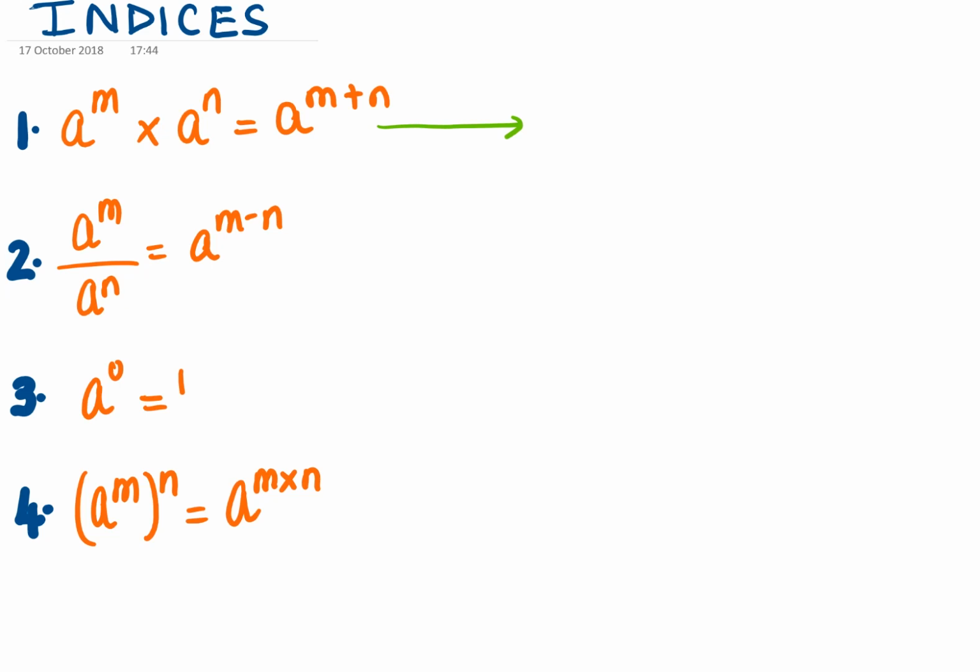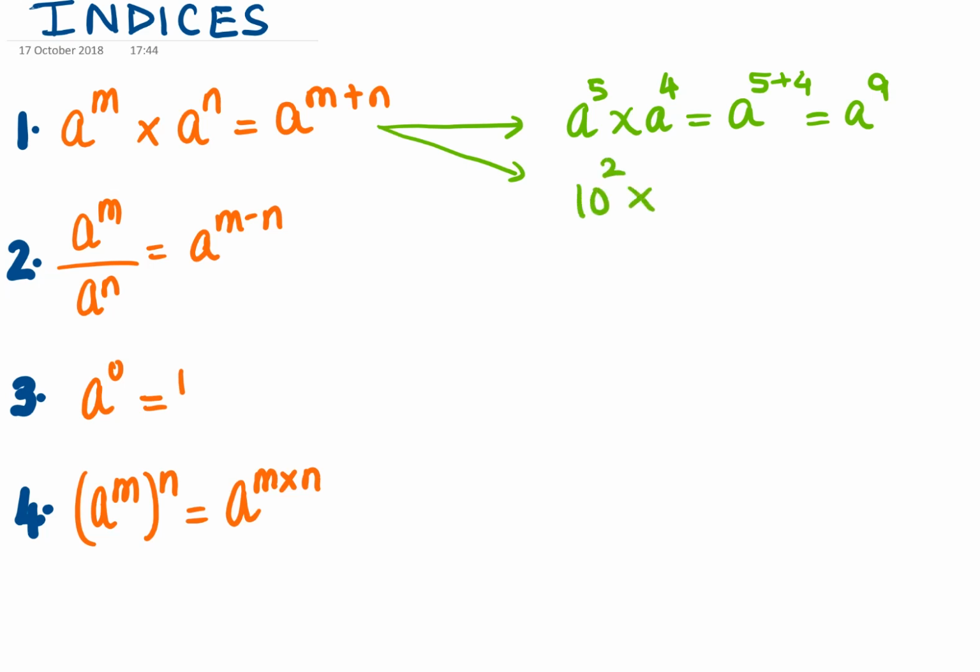For example, if I say a raised to 5 into a raised to 4, that is equal to a raised to m plus n. So 5 plus 4, which is equal to a raised to 9. If I use another example, for instance, I say that 10 raised to 2 into 10 raised to 8 is equal to 10 raised to 2 plus 8, which is equal to 10 raised to 10.